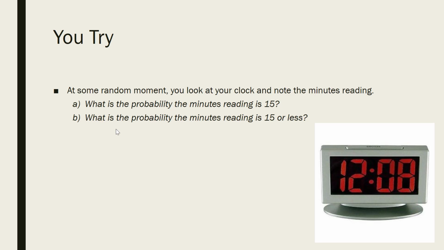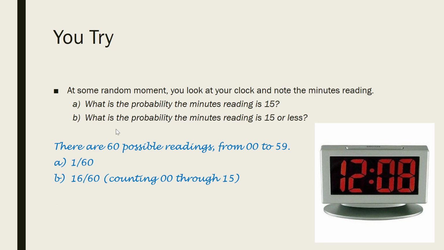So here is the answer. There are 60 possible readings. We go from 00 to 59 on a clock. So to answer part A, the probability is 1 out of 60. There is only one time where the minutes reading is 15. Part B, the probability is 16 out of 60. So if we count 00 through 15, that's 16 different minutes readings. That would be 15 or less.